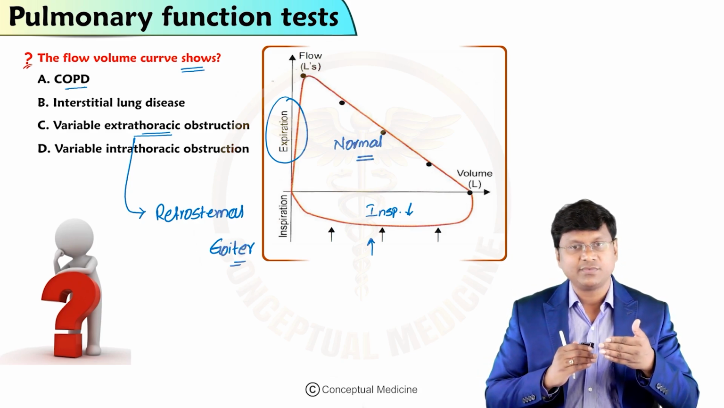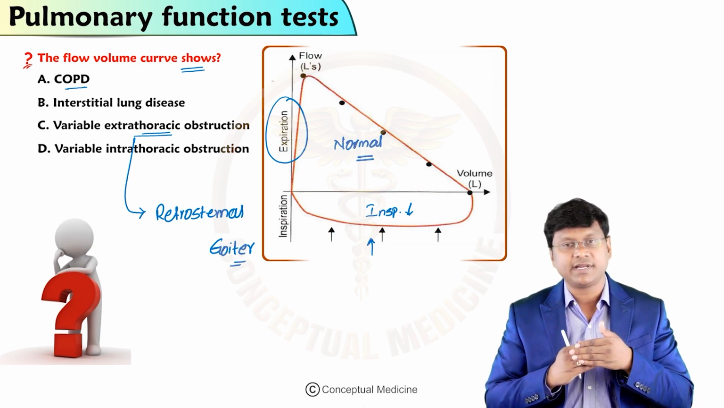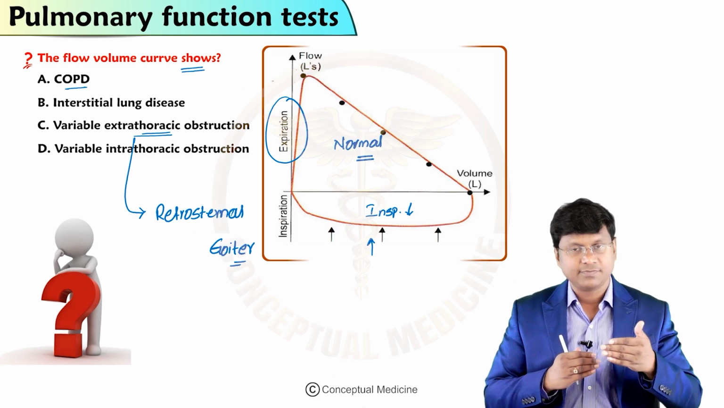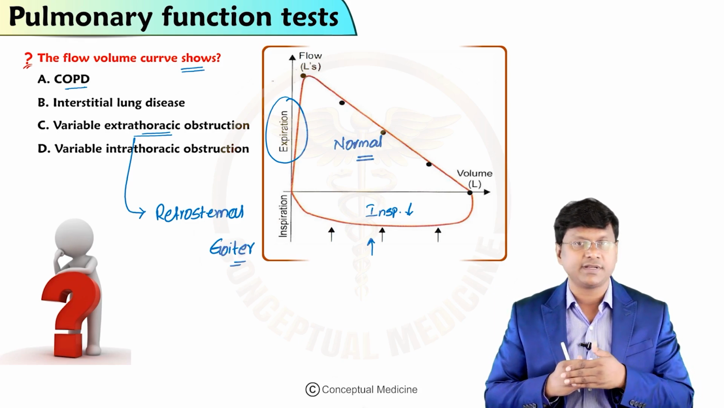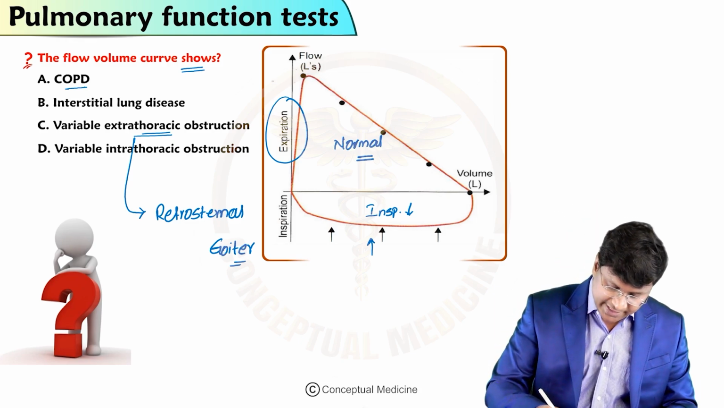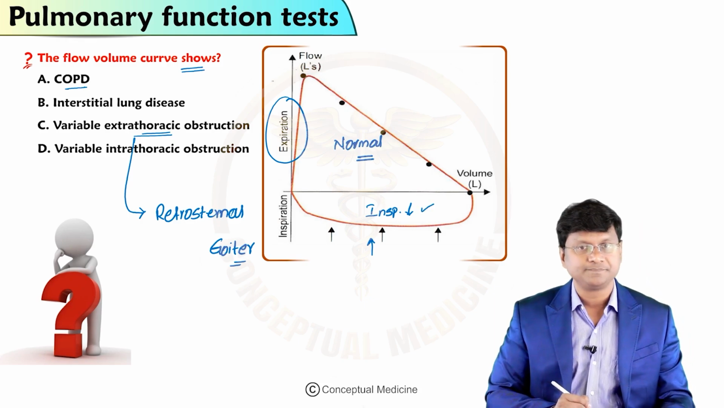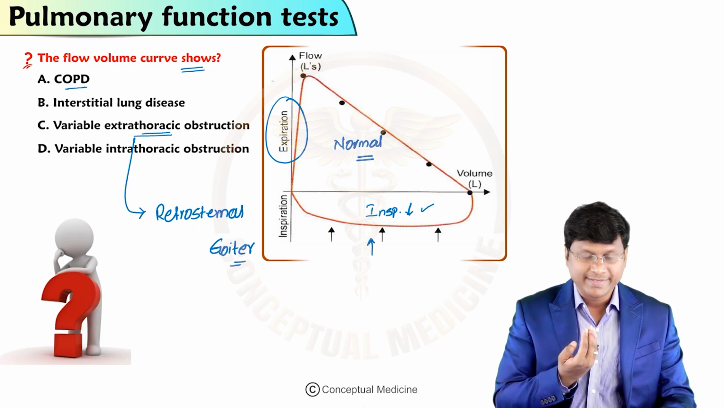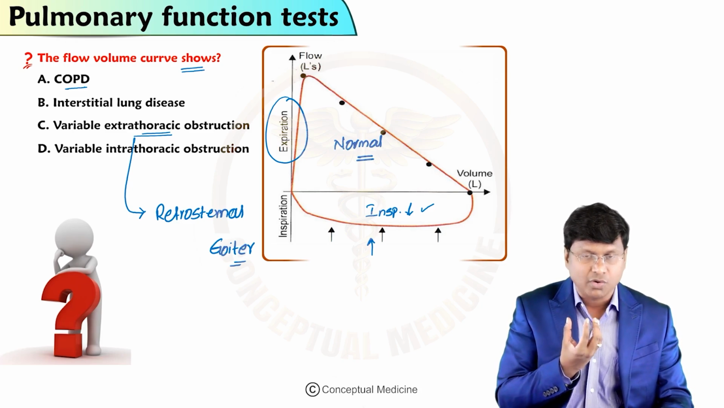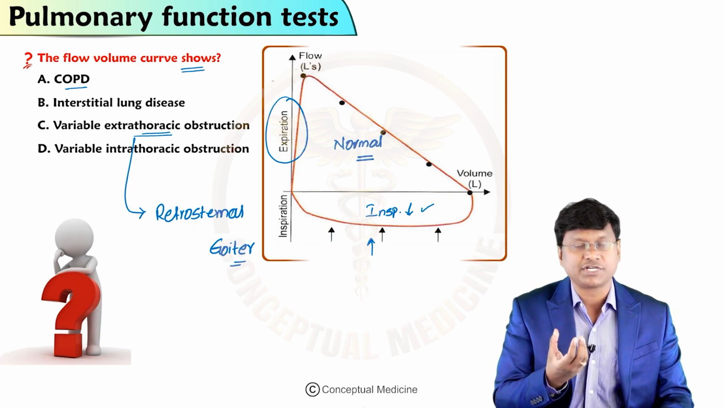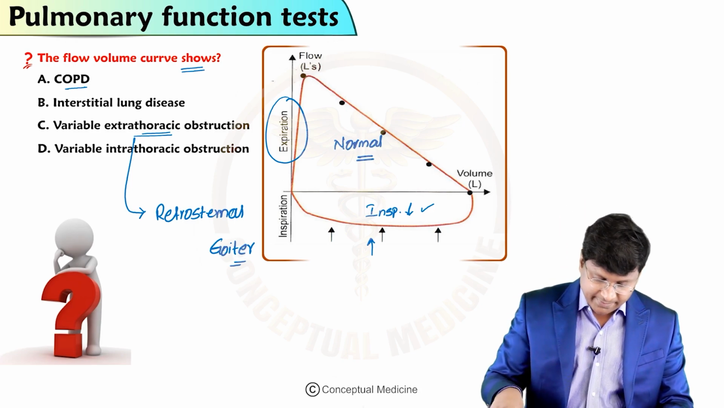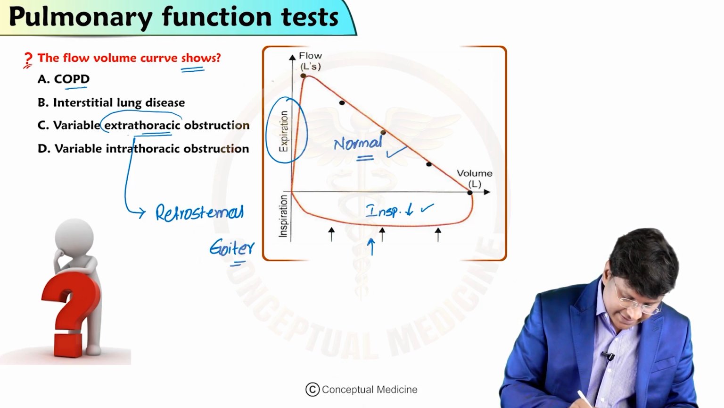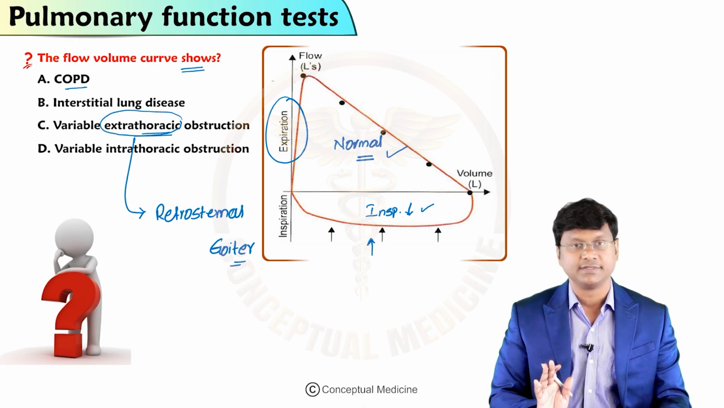So now what will the goiter do? The goiter will compress the trachea because it is moving down behind the sternum. So the sternum will compress the goiter, and the goiter will compress the trachea. So thereby what will happen to your inspiration? Inspiration will be reduced. But during expiration, the trachea moves up. When the trachea moves up, even the goiter moves up, and the obstruction will be reduced. So thereby the expiration will be normal. So in variable extrathoracic obstruction, you will have this particular pattern.